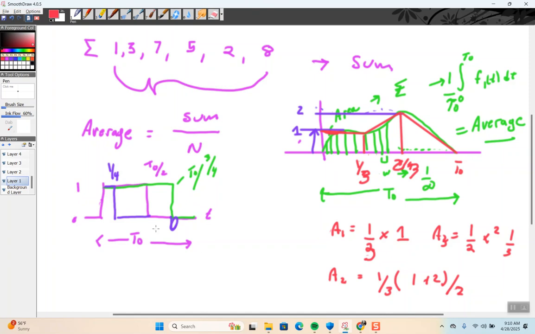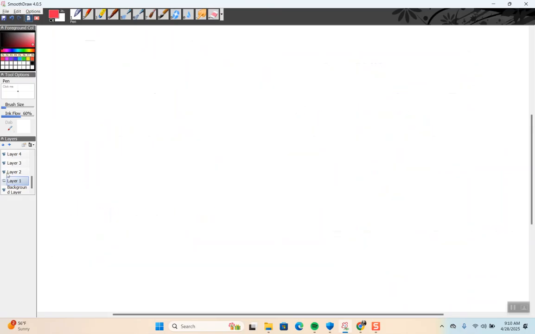Now the thing is, let's draw your attention to the equation for A0. It's 1 over the period. It's just the average.